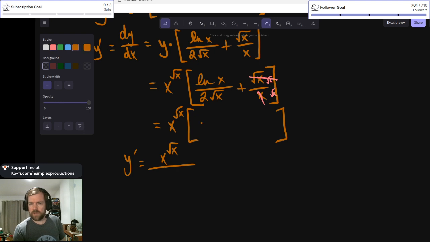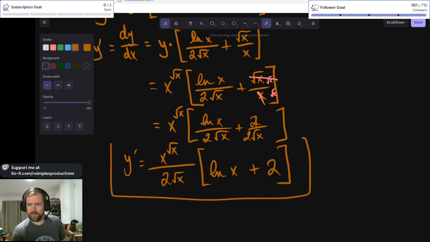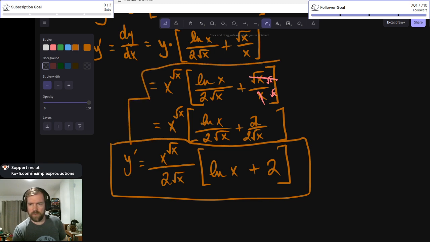So let's fix that. This is going to be natural log of x over 2 root x plus 1 over root x. Then we can make this a 2 over 2 root x. Pull that out. I get 2 root x on the bottom. And then we get natural log of x plus 2. Realistically, this one was perfectly fine as well before the things got crossed out.